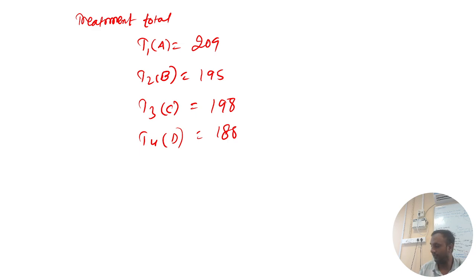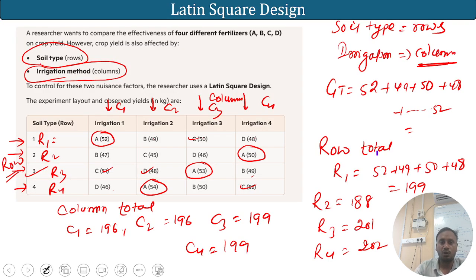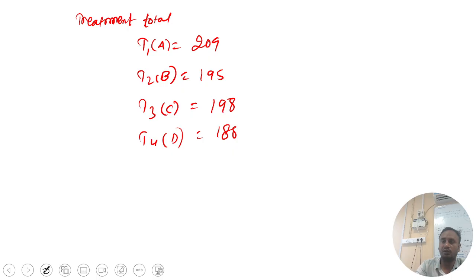So now we are ready with the row total, column total, and grand total. The grand total we have is 790, if we sum 52, 49, 50, 48, 47, 45, 46, 50, 51, 48, 53, 49, 46, 54, 50, 52. So it will come to 790. And what is the N? N will become 4 into 4, 16.